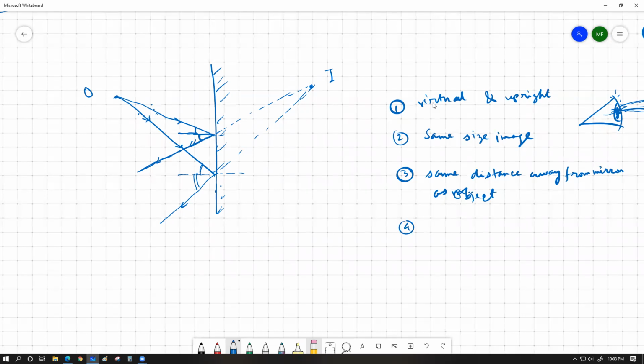Number four, the line joining the image with the object intersects the mirror at right angles. And number five, the image is less bright.